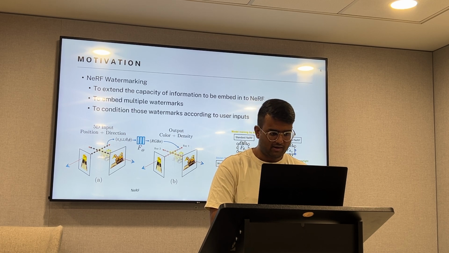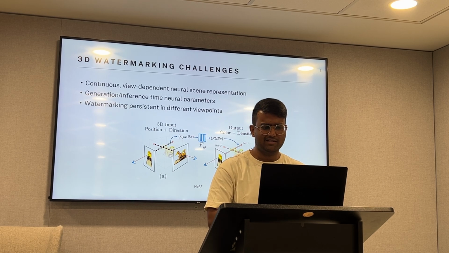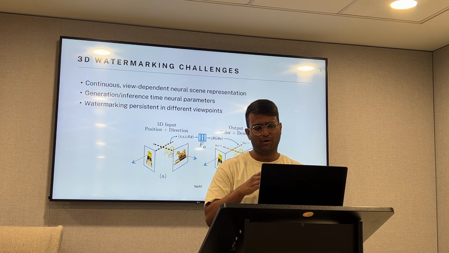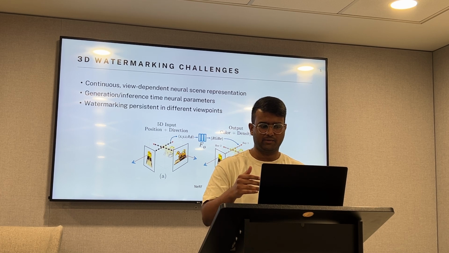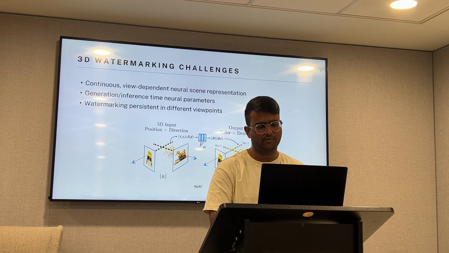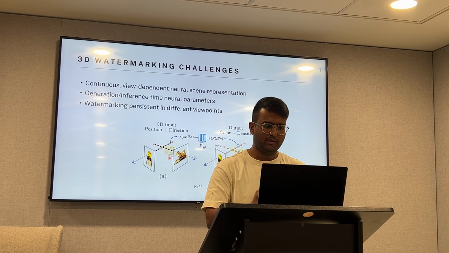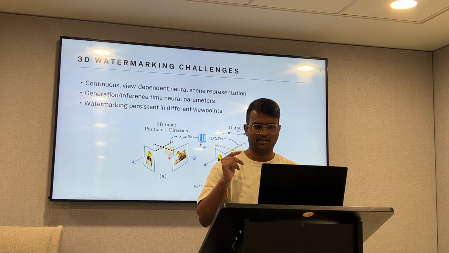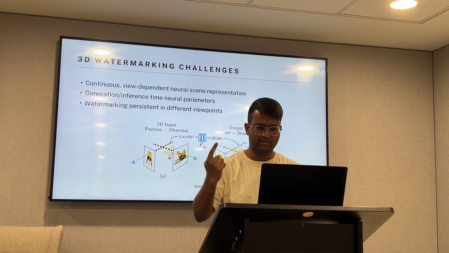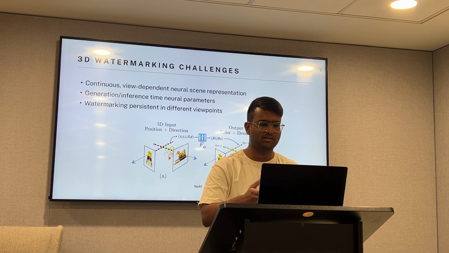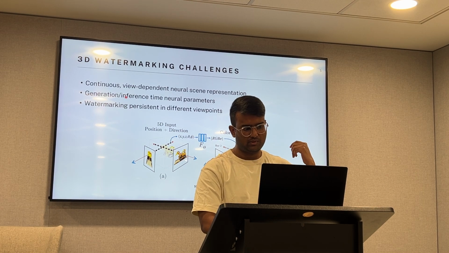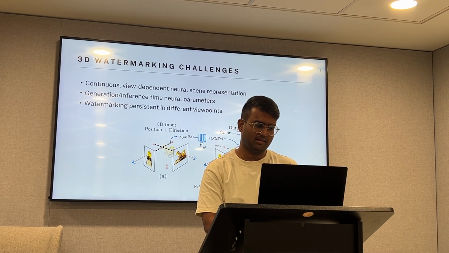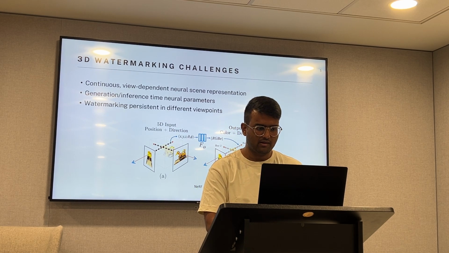These are a set of challenges, or what I call a set of rules for NeRF watermarking. The first thing is that NeRF is a continuous view-dependent representation of a 3D scene, so we really need watermarks persistent around all of the viewpoints, not just specific training viewpoints. The second thing is we can't really use post hoc watermarking. We need generation time watermarking over here.